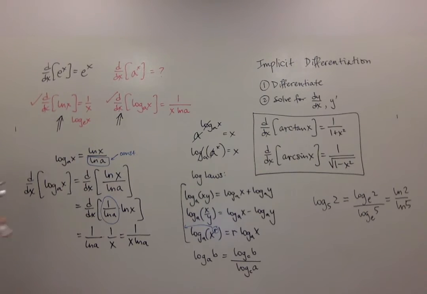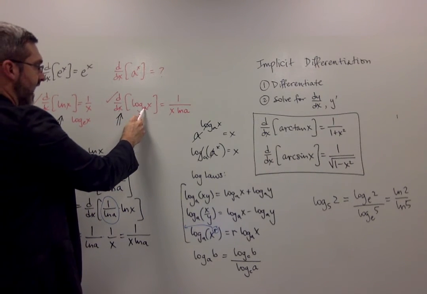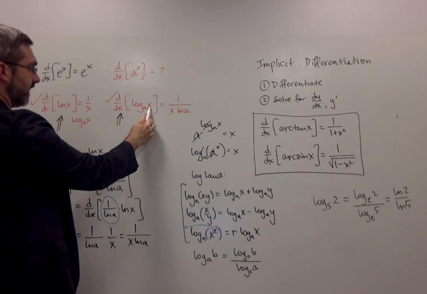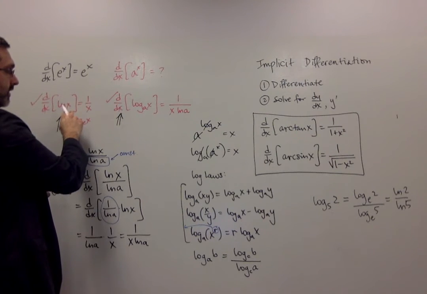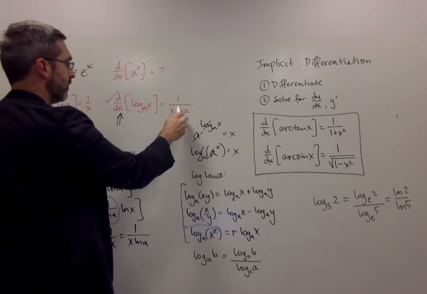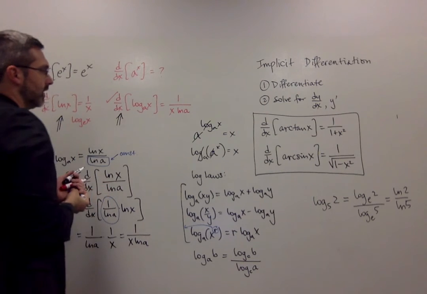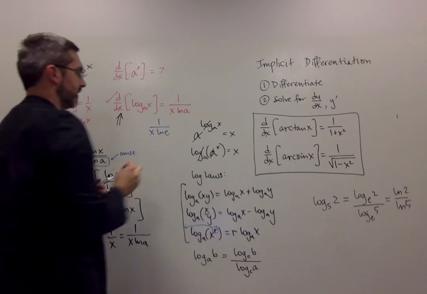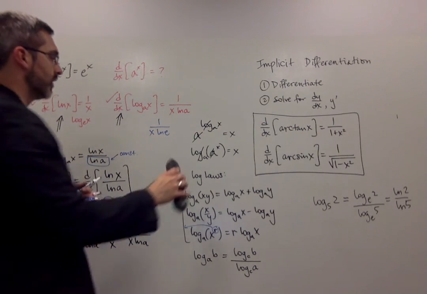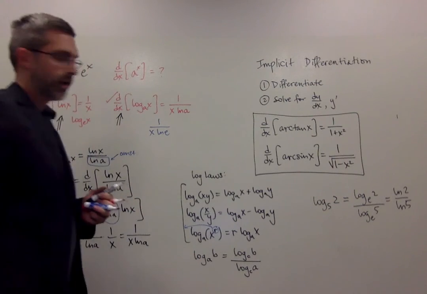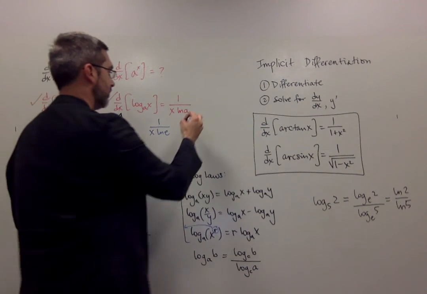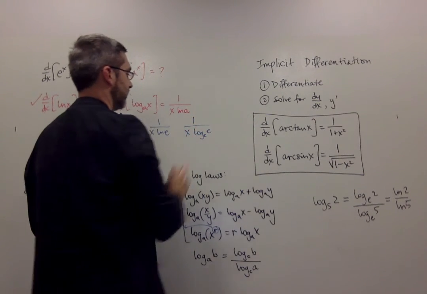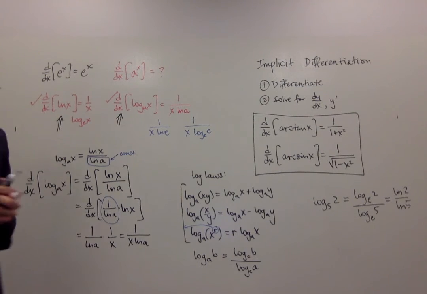Okay, and one of the things I want to point out here is that if a happened to be e, in other words, if this was the natural log, log base e of x, which is natural log of x, what I would end up with here is 1 over x ln e. In other words, what I would end up with is 1 over x log base e of e. And that number is actually 1.